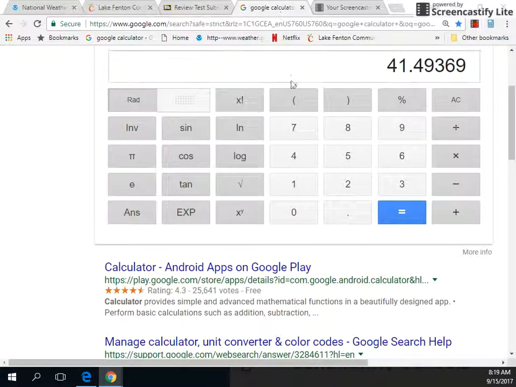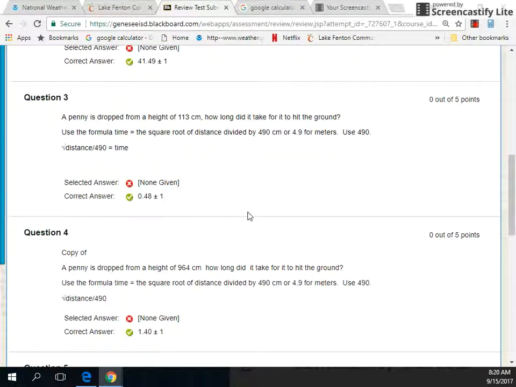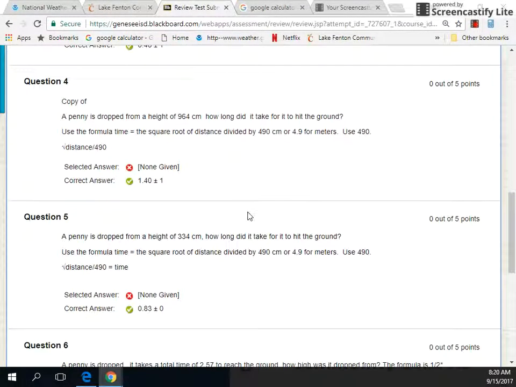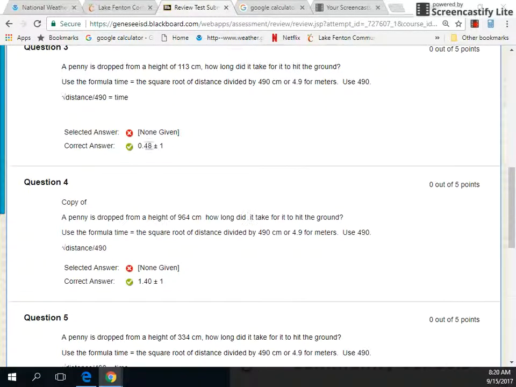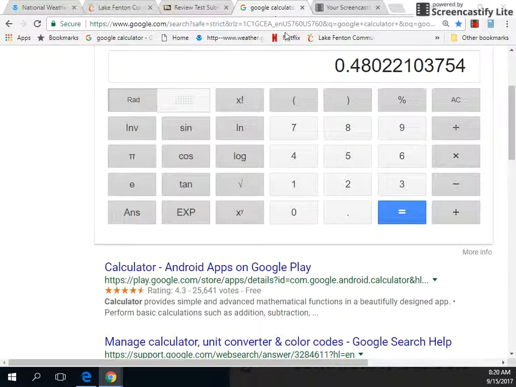So on here, you have 113 divided by 490, and then answer. Then you hit square root, answer equals. And you come back to review your test, and that's it. And so you can see 0.48 gives you 0.48.